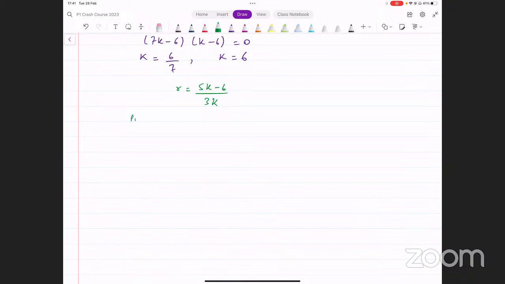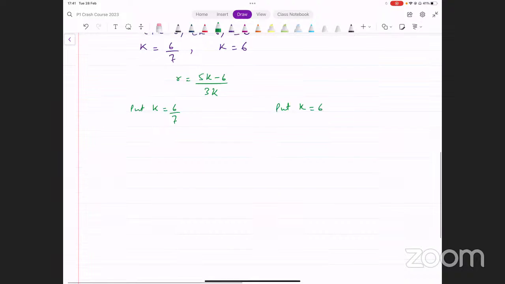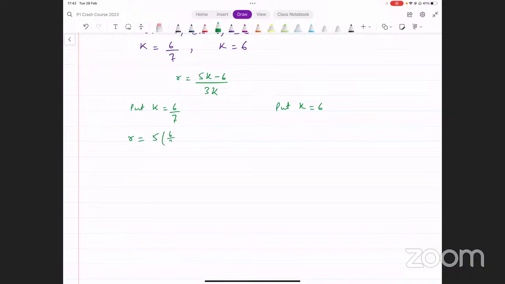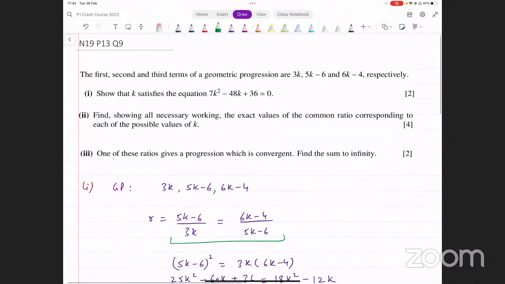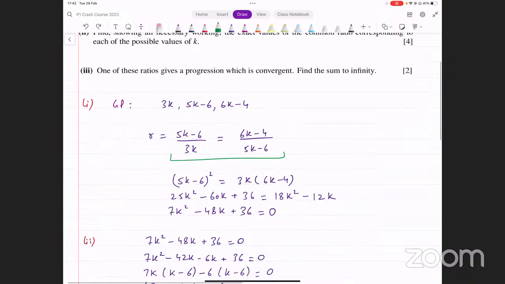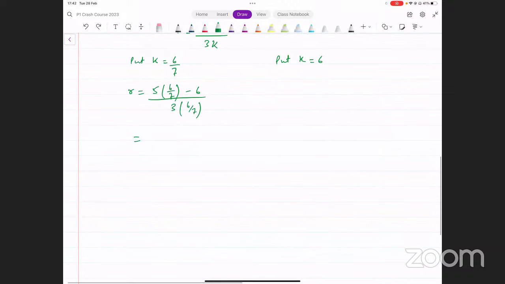Let's just input each of these values one by one. So if we input k equals 6 over 7, let's see what we get from that, and also see what happens if we input k equals 6. So this is going to be 5 into 6 over 7 minus 6, divided by 3 into 6 over 7. Now, since it says showing all necessary working, find the exact values, that means you have to show working and you also have to write exact values. You have to show some working at least.